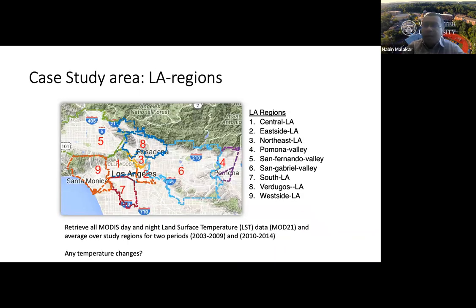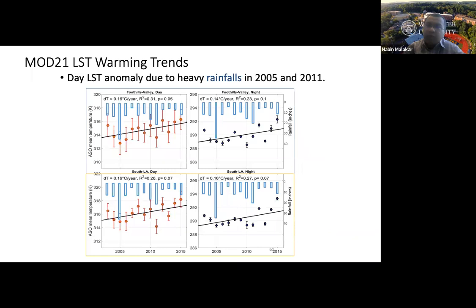As you can see, I have divided this data set into 9 different regions. You can imagine that, for example, the ocean side would be well regulated because of the presence of the water, compared to the inland areas. And if you look at the trend of the warming for different regions, you can tell that certain regions are warming at a more rapid rate than the others.